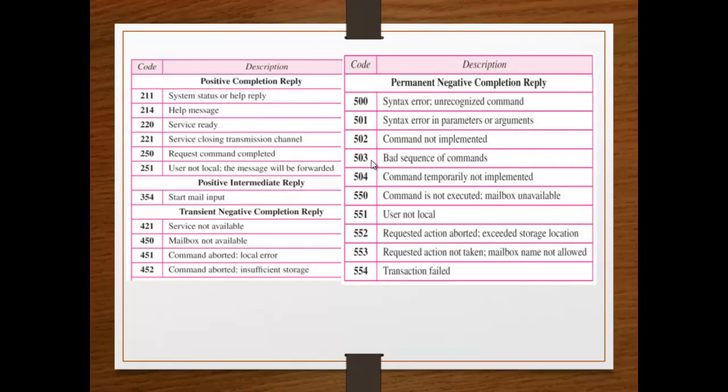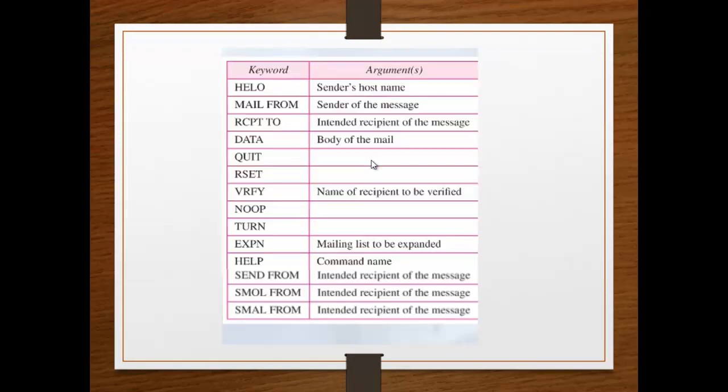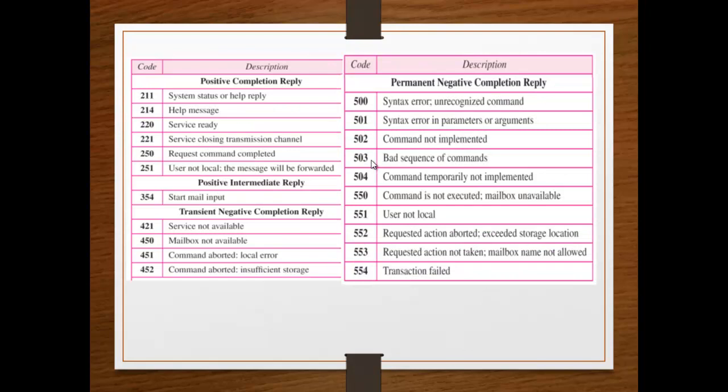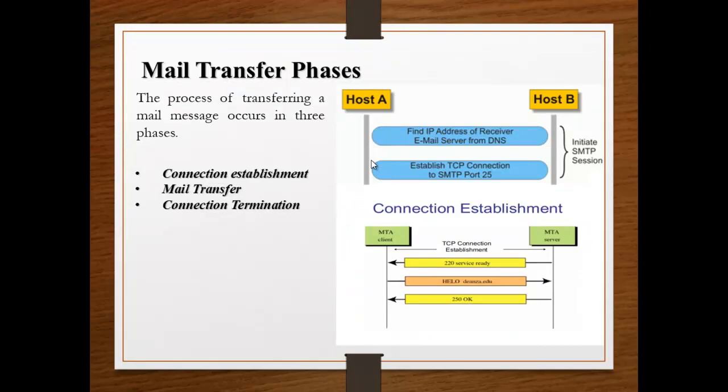Whereas the responses are a combination of 3 digits. Every combination of 3 digits has a representation, followed by which you can give the information being sent by the receiver. Okay, so these are the commands and responses. It's not mandatory to remember all these commands and responses, whereas we are going to see the transfer phases. In these phases we will be using certain commands and responses only, and those you have to remember for the exams.